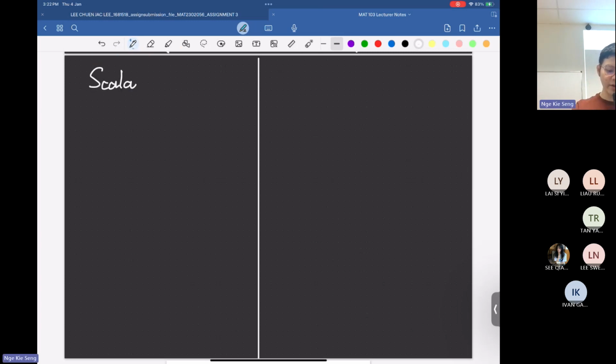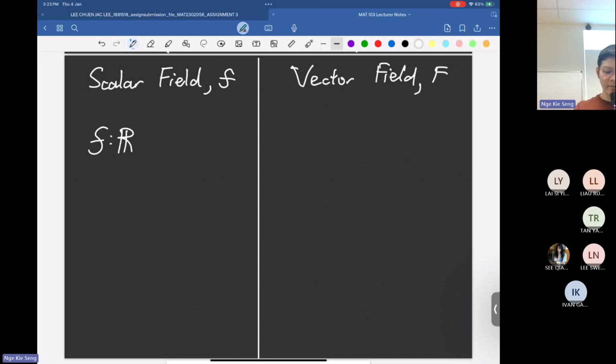There are a few objects you need to keep in mind first. One is the scalar field, one is the vector field. What is a scalar field? Typically, we write it as a small f. The vector field, we write it as a big F. A scalar field is a function from R3 to R. And then, what is a vector field? It's a function from R3 to Rn. So in our case, we take the small dimension, R3 to R3.